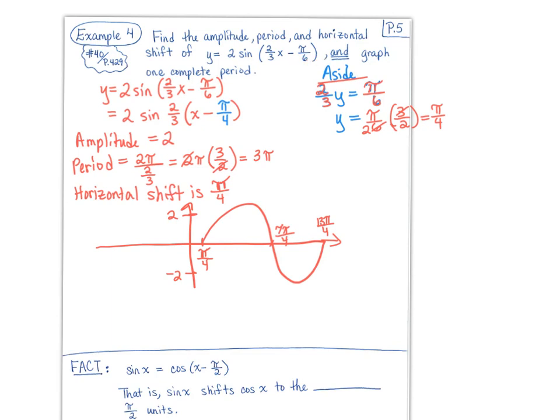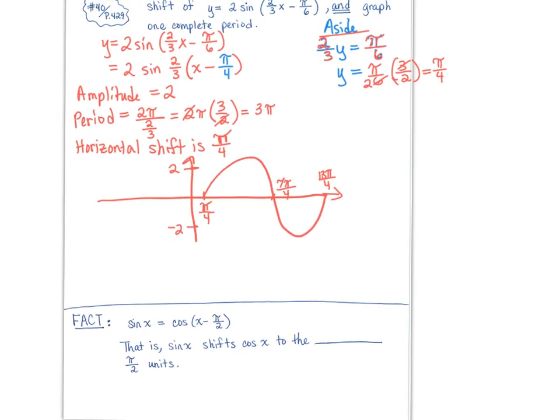One fact that we'll end with is that sine of x is the same thing as cosine of x minus pi halves. So in other words, sine of x shifts cosine of x to the left or right? Right, very good. Shift it to the right, pi over 2 units.